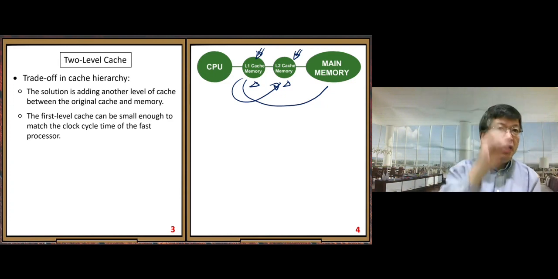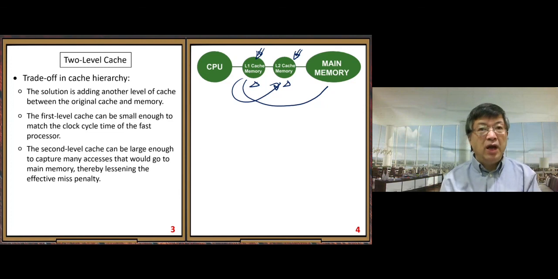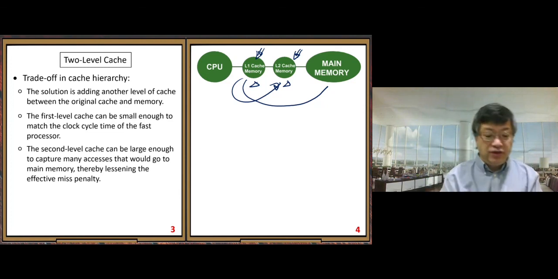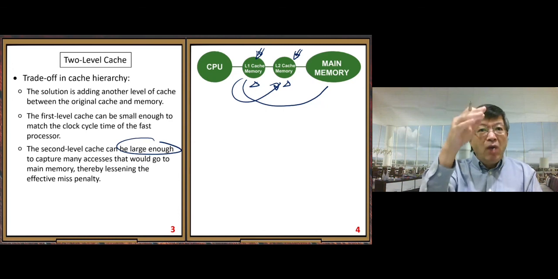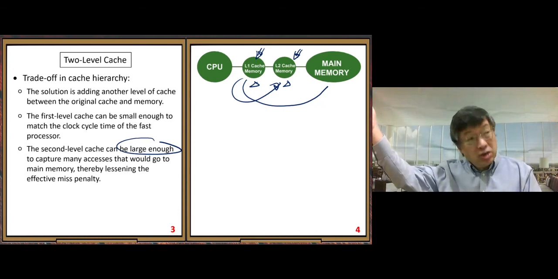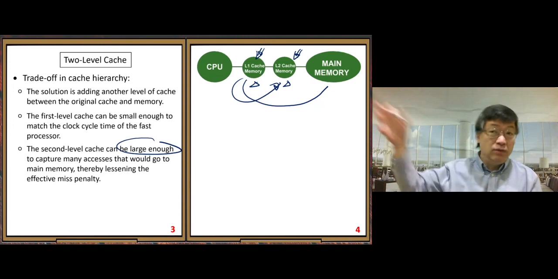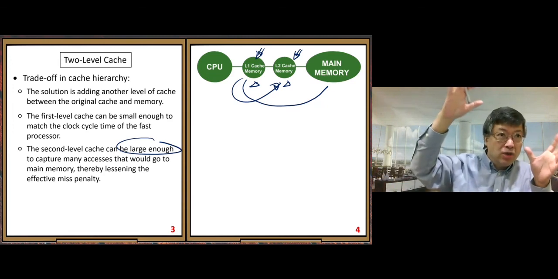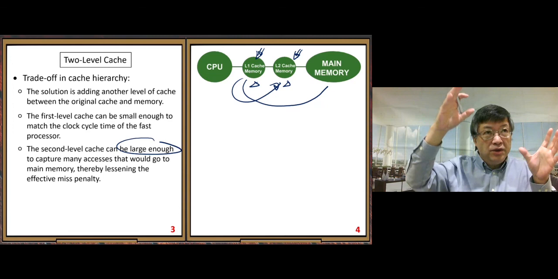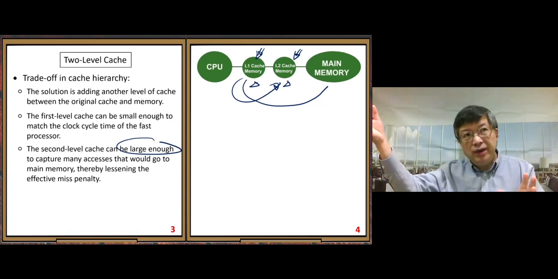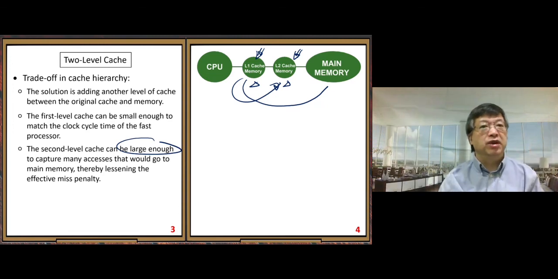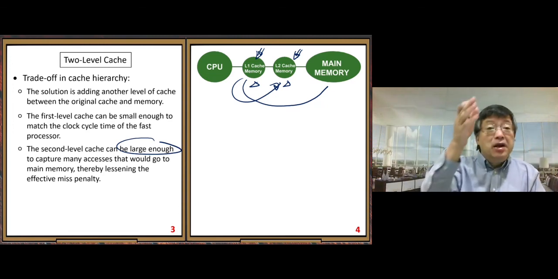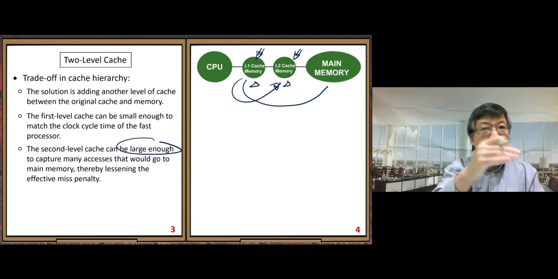All right. Then the second level cache can be large enough. So we emphasize the capacity being large enough to capture many accesses that would otherwise go to main memory. That's the miss penalty. Otherwise, if you do not catch a lot of cache misses, then you have to go to the main memory and suffer extremely slow performance. All right, so thereby lessening the effective miss penalty.